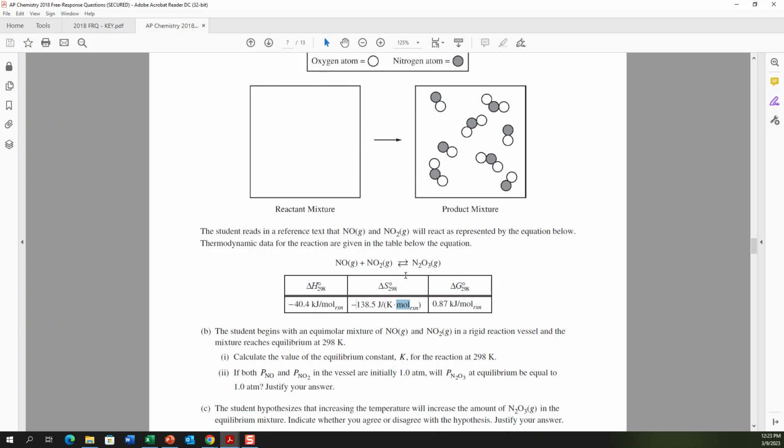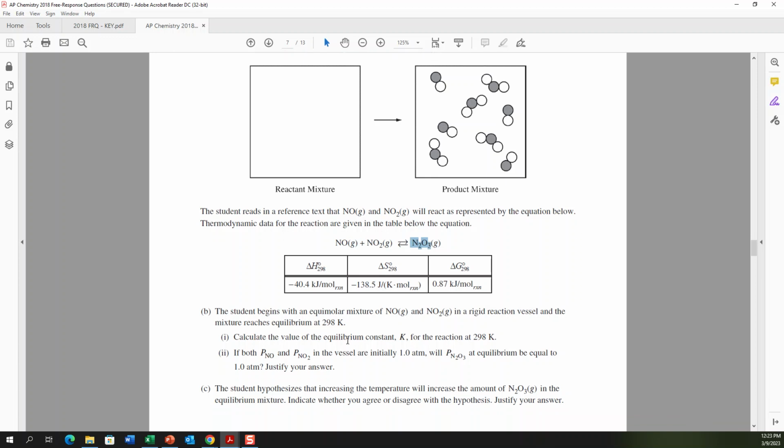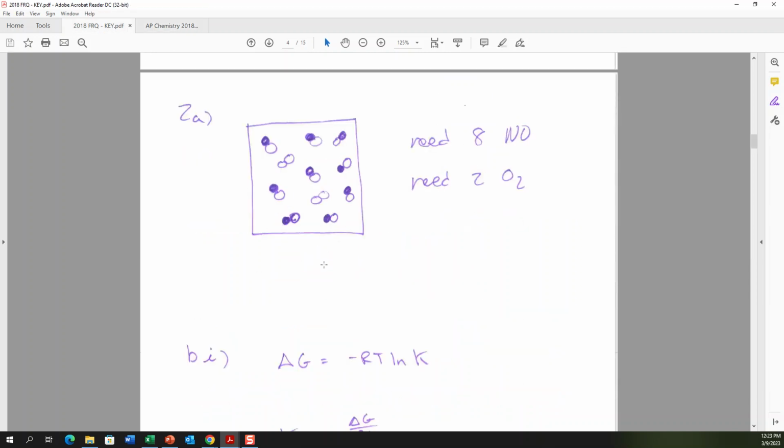And delta S is negative. So it's a decrease in entropy. And that makes sense. We got 2 gas particles going to 1 gas particle, so that would be a decrease in randomness. So delta S should be negative. All right. Now the question, calculate the value of the equilibrium constant K. All right. Well, there's an equation for that on our formula sheet. If we have delta G, we can calculate K.